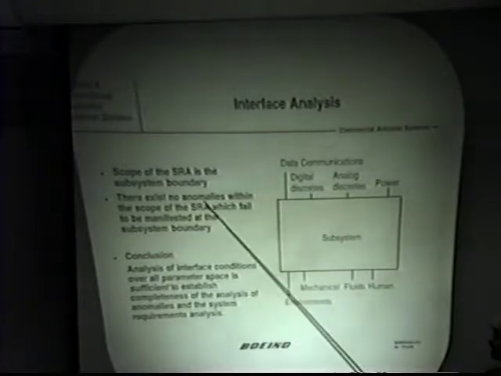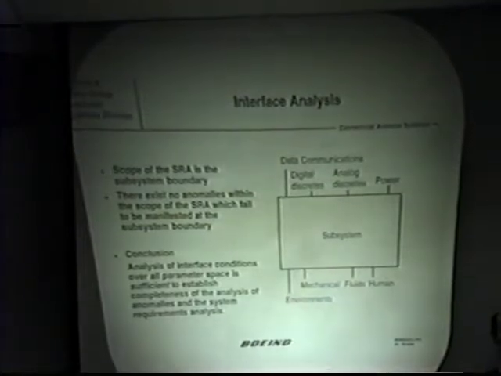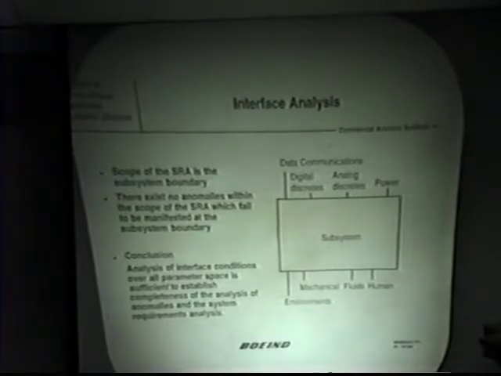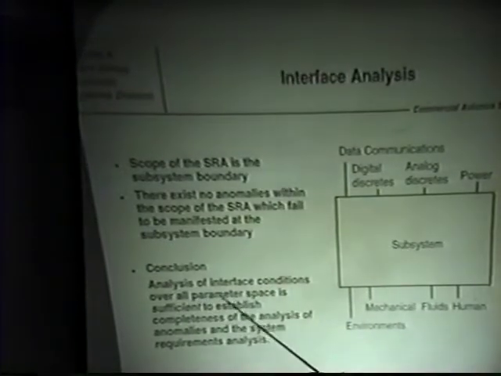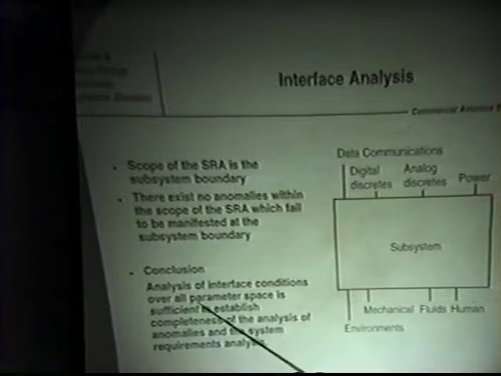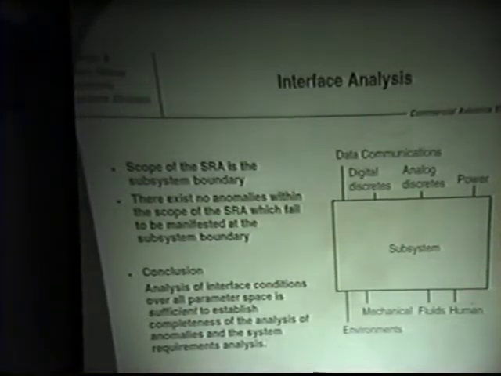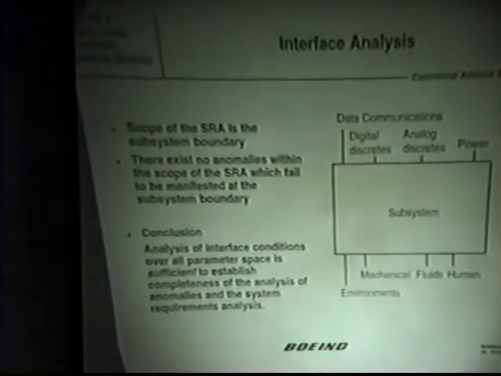And so, given the definition of what it is we're trying to accomplish in the system requirements analysis, and that is to specify the behavior at the subsystem boundary, it's apparent that analysis of the interface conditions over all parameter space associated with that item is sufficient to establish the completeness of the analysis of the anomalies, and in fact, it's sufficient to establish the completeness of the system requirements analysis.